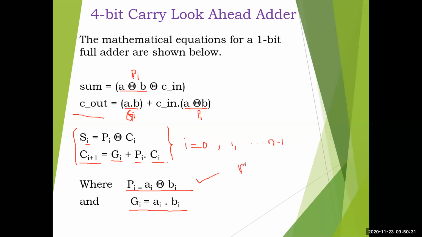P0 is equal to A0 XOR B0, P1 equal to A1 XOR B1, P2 equal to A2 XOR B2, P3 equal to A3 XOR B3. Similarly, Gi means G0 equal to A0 dot B0, G1 equal to A1 dot B1, G2 equal to A2 dot B2, G3 equal to A3 dot B3. So these 4 you write down. I have not written them down. Fine. Similarly, Si also you have to write. S0 equal to, after writing this, before that we have to generate the carry.